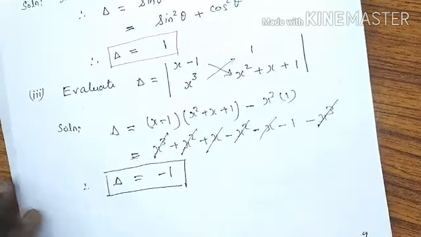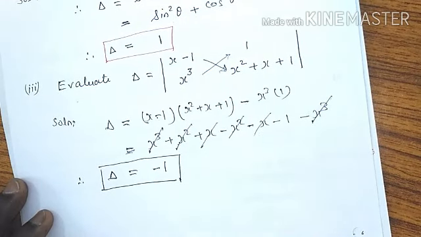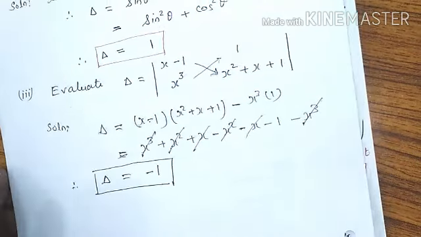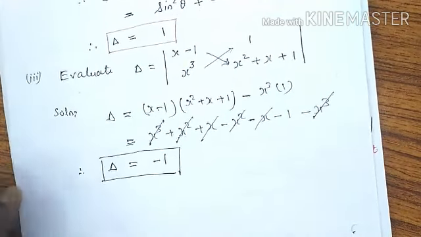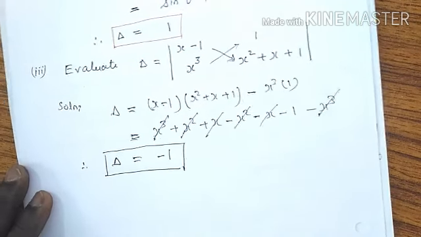I hope now it is clear how to calculate the determinant of the square matrix of order 2. Now you will have to practice a little bit. Now the next topic is the determinant of the square matrix of order 3.